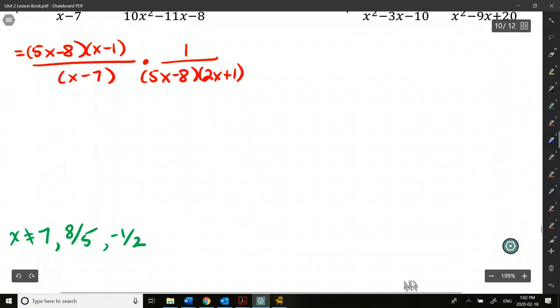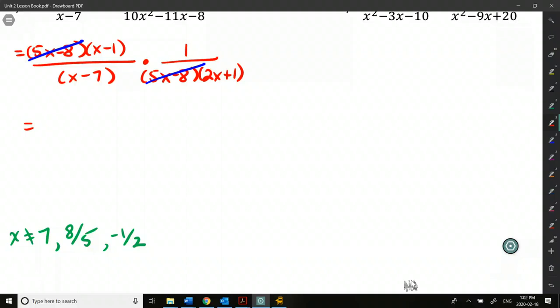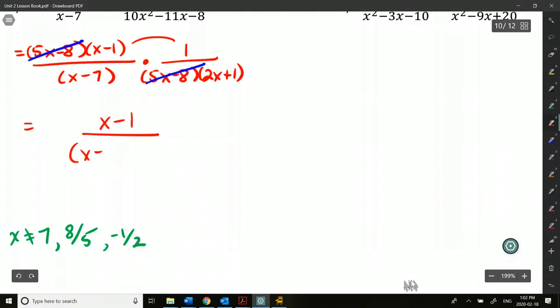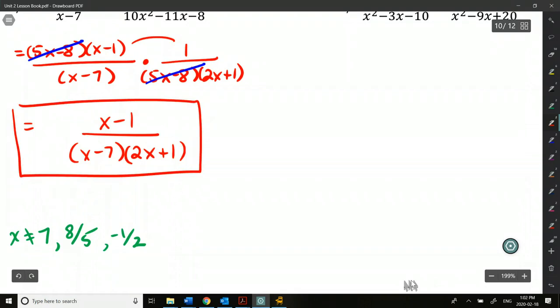Okay, now we can cancel. So is there anything that can be canceled here? 5x minus 8. Yes. The 5x minus 8s, anything else? No. Okay, multiply the top. 1 times anything is just itself. And then on the bottoms, you do not need to FOIL. Keep this in factored form. Factored form is simplest. And we're done.